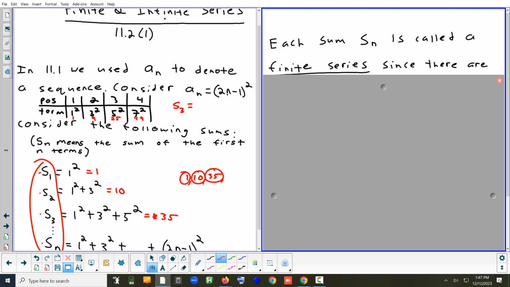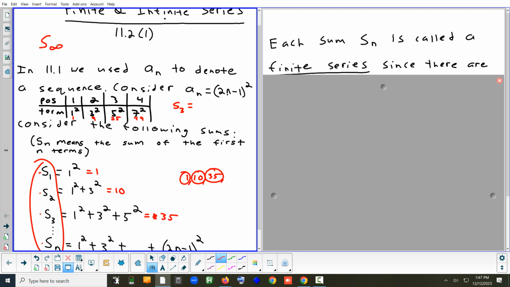Now, if you do something like this, s sub infinity, well, that's not finite. That means now you're adding up an infinite amount of numbers. Okay, so that we'll save for tomorrow.